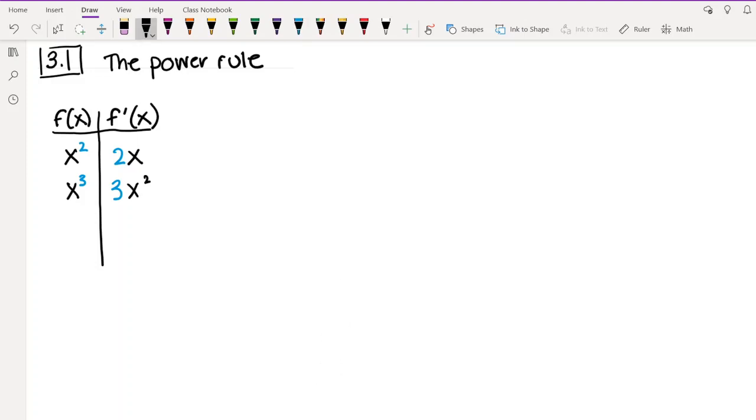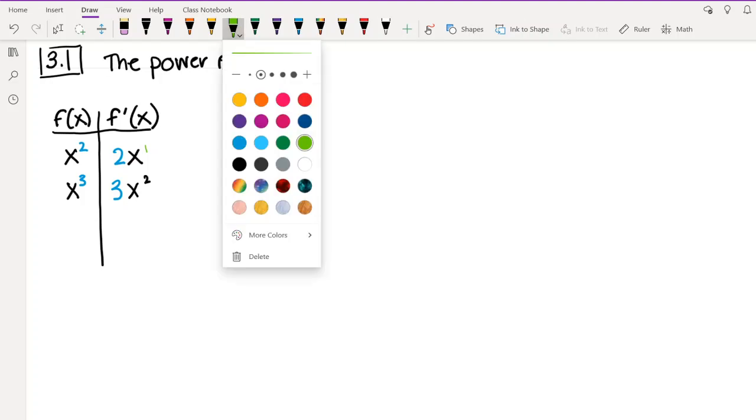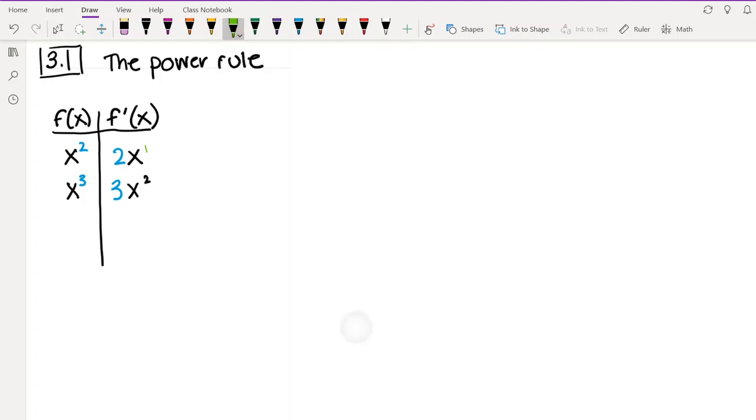Something else you might notice is that if you look at the exponents on the derivatives, they are 1 less than the exponents on the original function. You wouldn't necessarily write 2x to the 1, but it is, right? x is the same thing as x to the 1. So the original exponent was 2 and it became 1. Here the original exponent was 3 and it became 2.